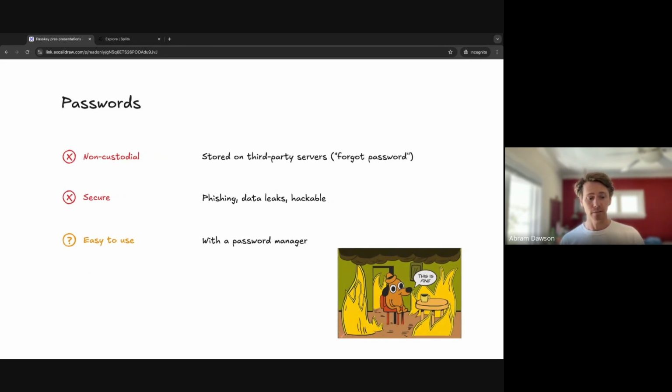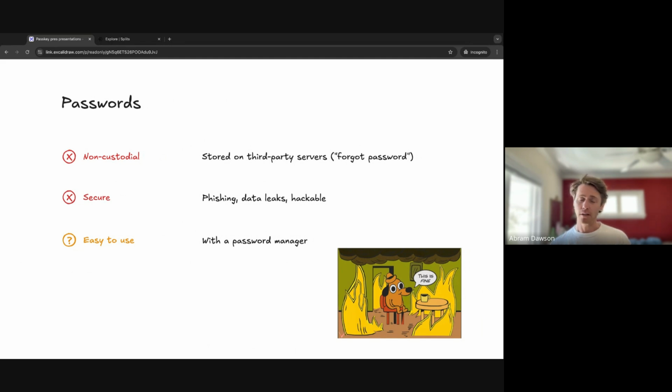Passwords, my friends, are not that great. They're absolutely not non-custodial. If you can click a link that says "forgot password," you can guarantee that you don't actually own that password, right? The source of truth is what's on the app server, not what's on your 1Password or written down on a piece of paper. Passwords are custody.